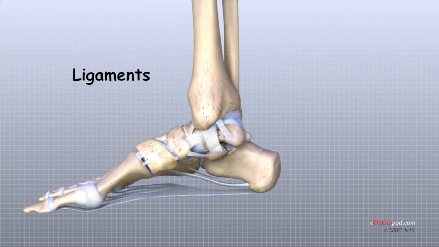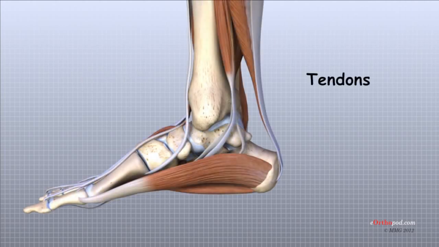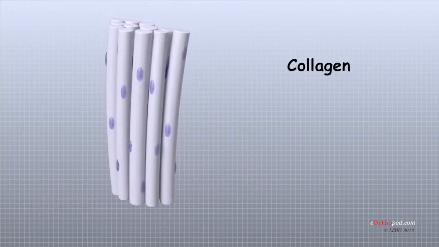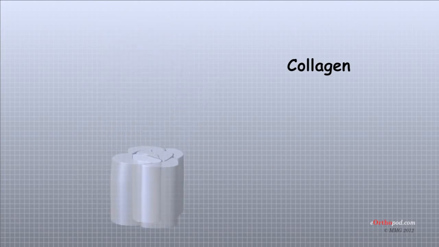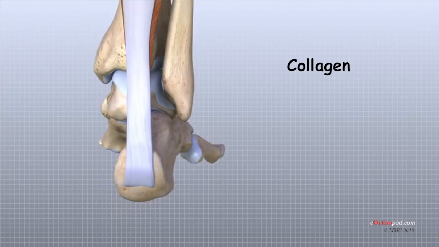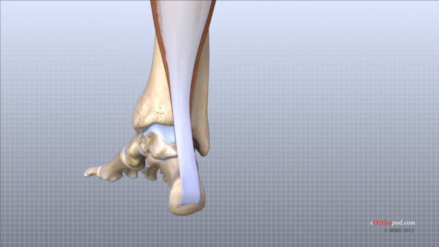Ligaments are the soft tissues that attach bones to bones. Tendons are soft tissue structures that attach muscles to bones. Both of these structures are made up of small fibers of a material called collagen. The collagen fibers are bundled together to form a rope-like structure. Ligaments and tendons come in many different sizes, and like rope, are made up of many smaller fibers. The thicker the ligament, or the tendon, the stronger the ligament or tendon is.